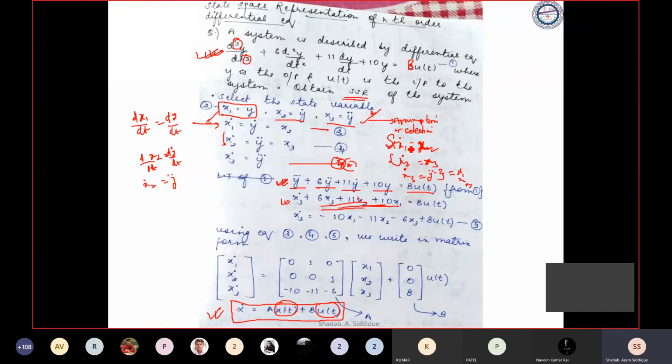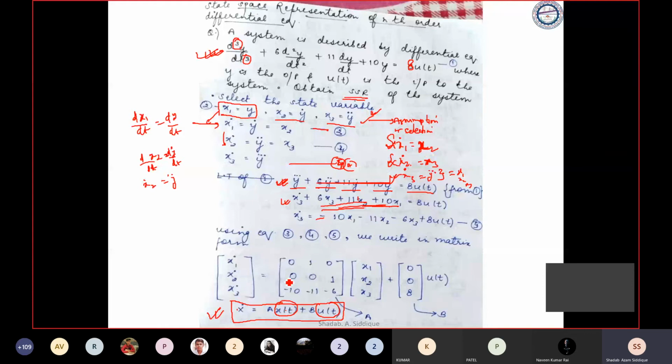Okay, so we got x1 dot in terms of x1, x2, x3, x2 dot in terms of x1, x2, x3, but x3 dot we got in terms of y triple dot. In terms of y we don't want it, we want x1, x2, x3. So that's why we have written this in terms of x1, x2, x3. So now just take these equations and put them into the matrix. So what will happen? We'll have x1 dot, and we have a matrix. We just replace with this. So what is x1 dot?